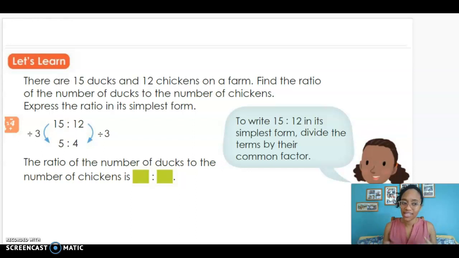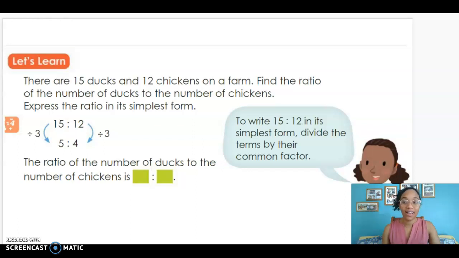Now let's check. Can I simplify that ratio anymore? Let's think. Do I find 5 and 4 on the same times table? Nope. Only on the 1 times table. And dividing by 1 will do me no good because it will leave the ratio the same. So I can't simplify this ratio anymore. For every 5 ducks, I have 4 chickens. So the ratio of the number of ducks to the number of chickens is 5 to 4. Keep using those hands to follow that pattern.